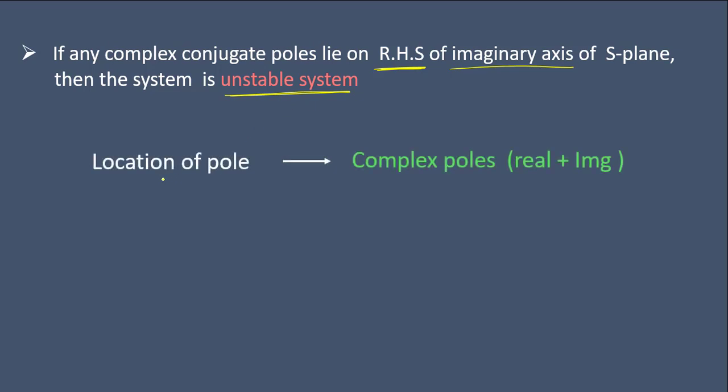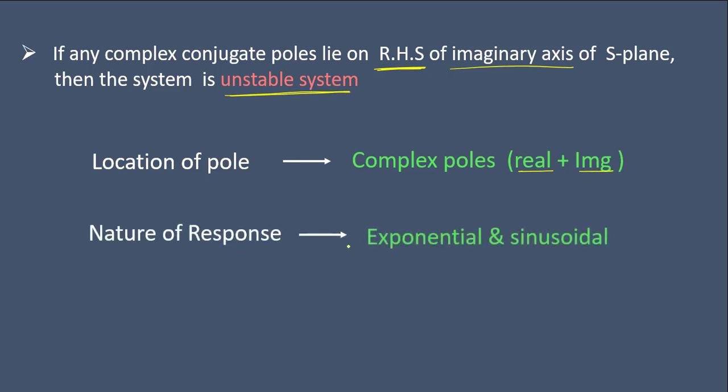Again we will be having the same thing, location of pole, these are complex, means they have a real part and imaginary part, then the nature of response will be exponential and sinusoidal. So I think it will be quite clear for everyone. If you just know the value of pole, you can plot the pole on the S-plane and by plotting the pole on the S-plane, you can easily comment about stability, whether a system is stable, unstable, or marginally stable. So this was about stability of system.